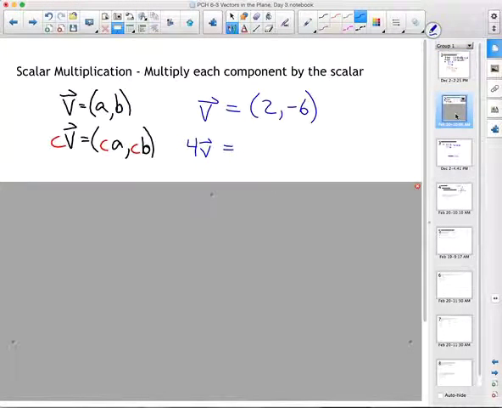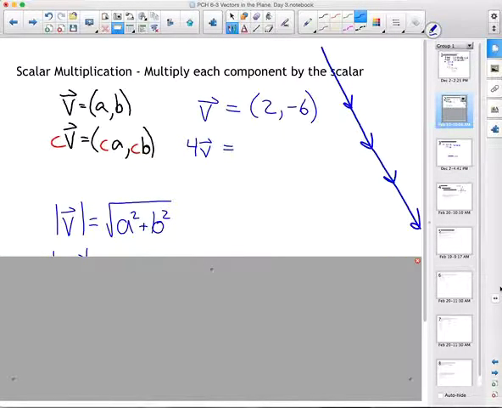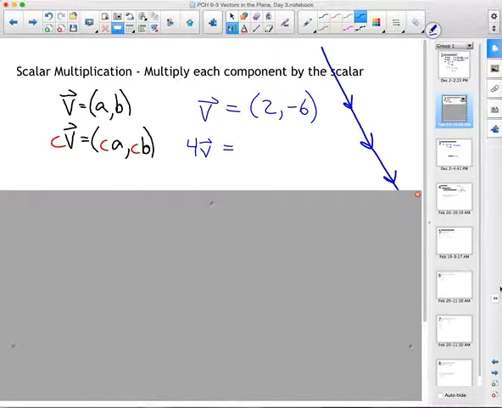Now, scalar multiplication. When we looked at this geometrically, we said that scalar multiplication will change what? The magnitude, but the direction will stay the same. If v is 2, -6, then 4v is still going to go this direction. We're just going to have 2, 3, 4 of them. Same direction, just different magnitude. And that's going to be significant.